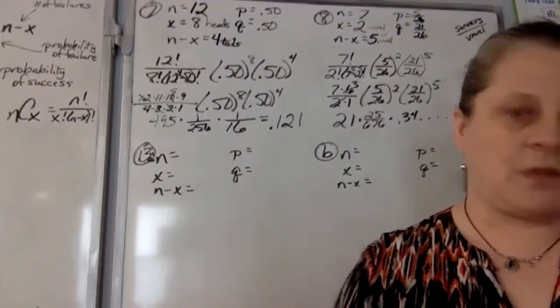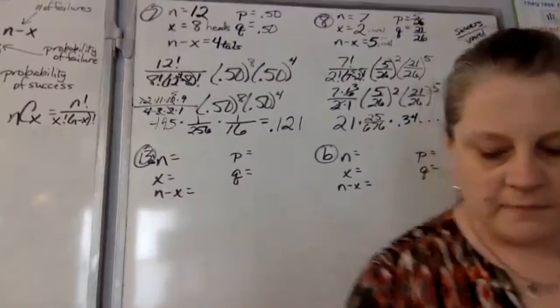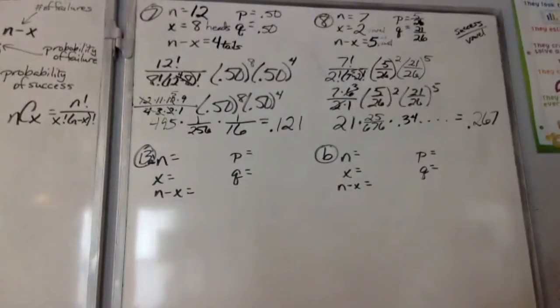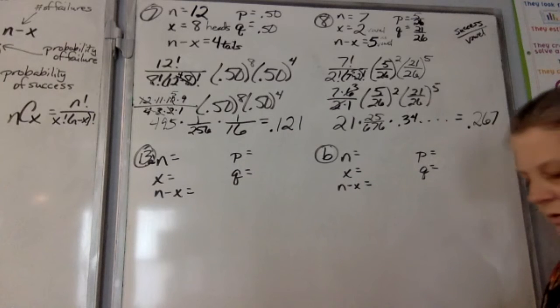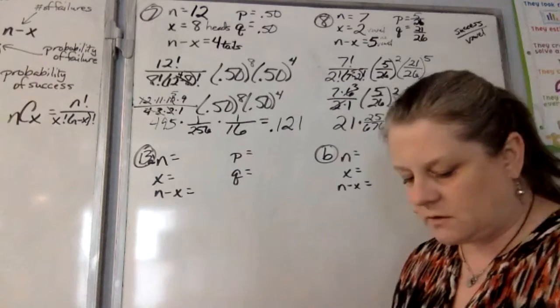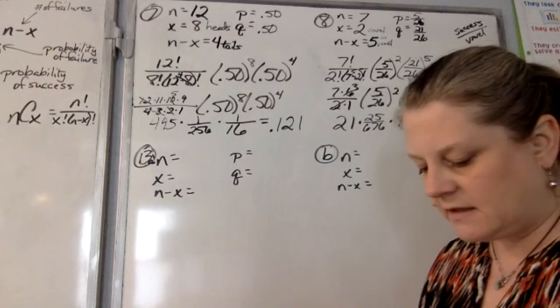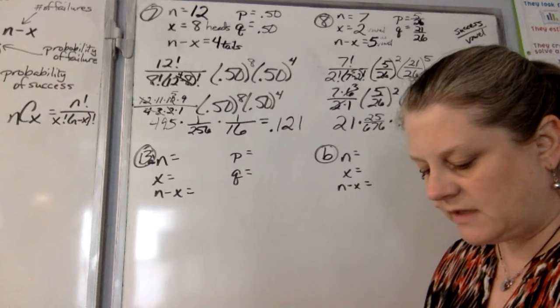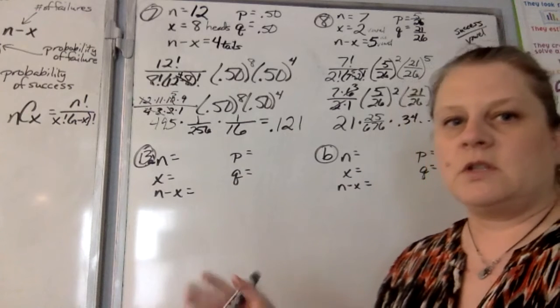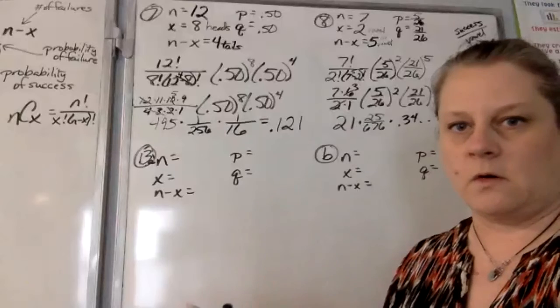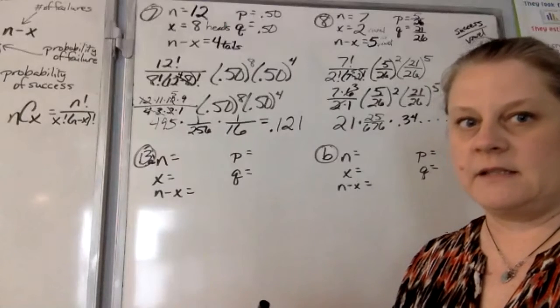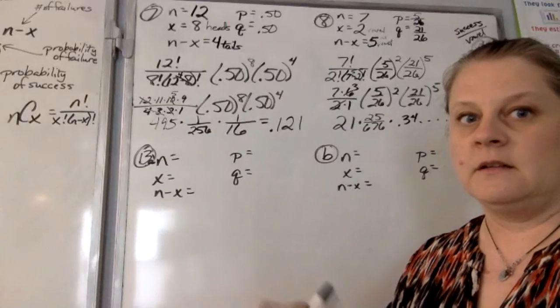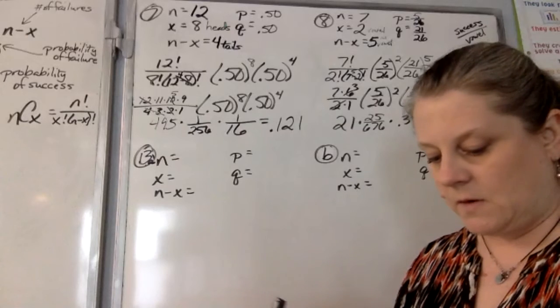On number 13, for part A, it says, a student takes a 10-question multiple choice quiz with 4 choices for each question, assuming he guesses on all 10 questions. What is the probability that he will answer 7 of them correctly? So the 2 options are he gets it right, he gets it wrong. Success, of course, is getting it correct. Failure would be getting it wrong.